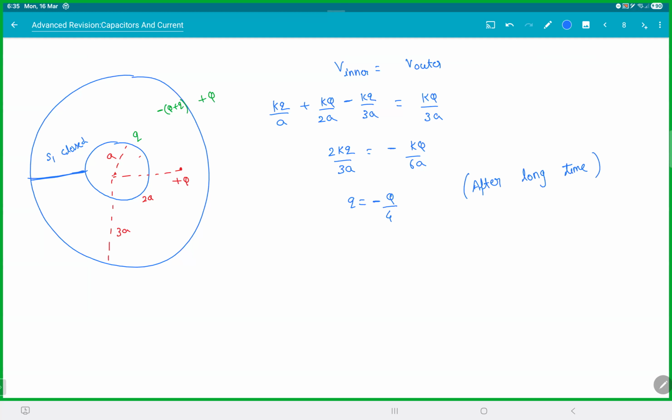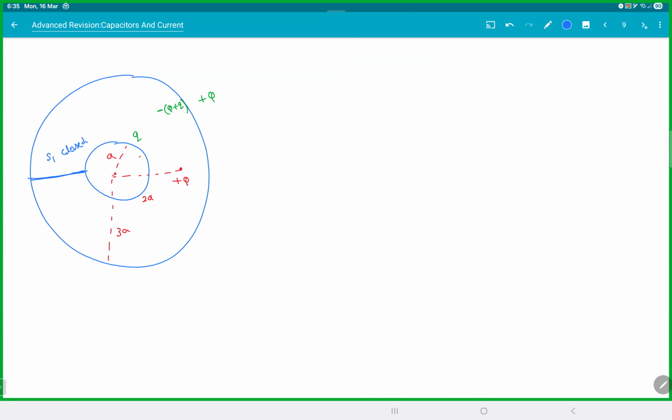Clear with this? Any doubts on this? Now here you can't use self-energy because the distributions are non-uniform. But tell me one thing, because there is a resistor, the moment you close the switch, do you think suddenly the charges will flow? It'll take time, isn't it? It's like an RC discharging circuit. So there is a time delay. So that means you will not become V is equal to V inner and V outer immediately.